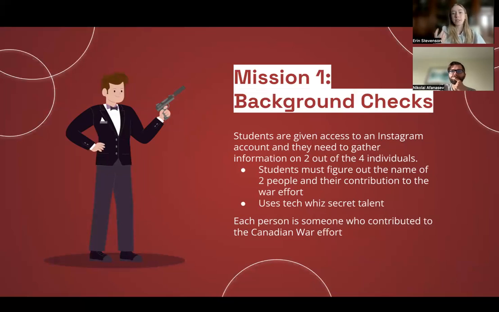because students will be given an Instagram account. This Instagram account has 4 different photos of different Canadian individuals, most of whom are mentioned in the Canadian history curriculum. Students will get a choice that they can identify only 2 out of the 4 of these individuals, which is another incorporation of the element of choice in this game.